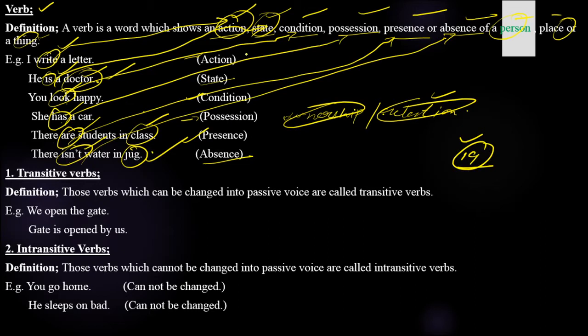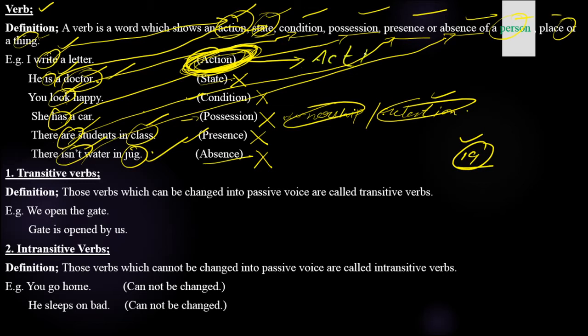Keep in your mind, while making passive voice sentences, we can only change action verbs. Those verbs which show action, you will be changing into passive voice. Like, I write a letter. Letter is written by me. Over there, see, only an action verb can be changed. He is a doctor. A verb of state cannot be changed into passive voice. Condition cannot be changed. Possession cannot be changed. Presence cannot be changed, and absence cannot be changed into passive voice. So you can change only and only action verbs.